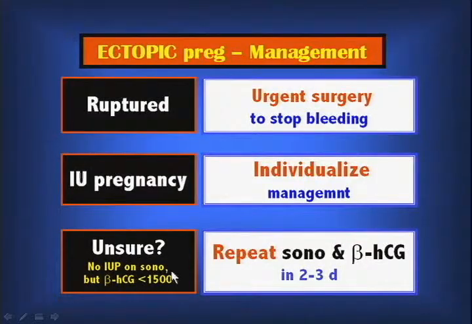Yes, it could. Since she is stable, there's no need to rush. Just repeat the ultrasound and beta-HCG in 2 to 3 days. If she has a beta-HCG of 900, in 2 to 3 days, it should be 1,800. By that time, you should be able to see an intrauterine pregnancy with transvaginal ultrasound. So if a patient is stable and you're not sure, just repeat the ultrasound and the beta-HCG titer.